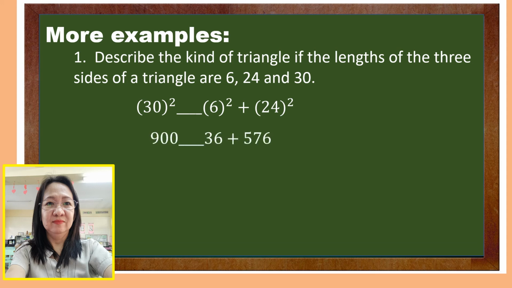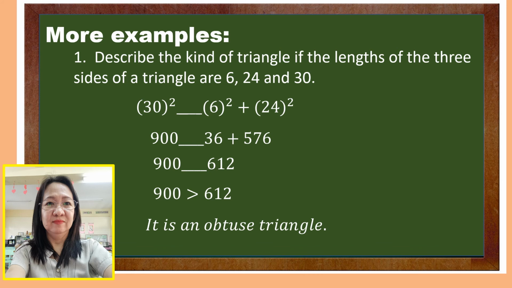Then simplifying them, the square of 30 is 900, the square of 6 is 36, and the square of 24 is 576. Then combining 36 plus 576 will give us 612. So 900 is greater than 612. Therefore, what kind of triangle do we have? This is an obtuse triangle.